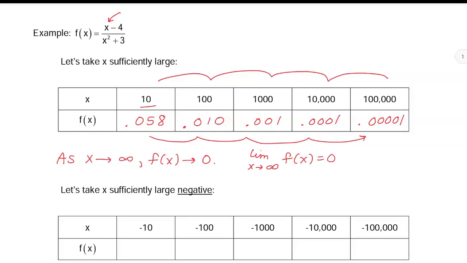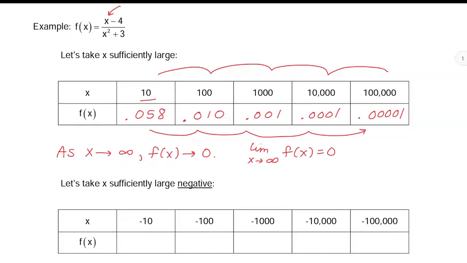Now let's look at the same function but taking x sufficiently large negative. I've already picked out x values that are getting smaller and smaller. Let's see what kind of values we get. Evaluate f for negative 10 and we get negative 0.136. Negative 100 gives us negative 0.0104, then negative 0.001, and so on.